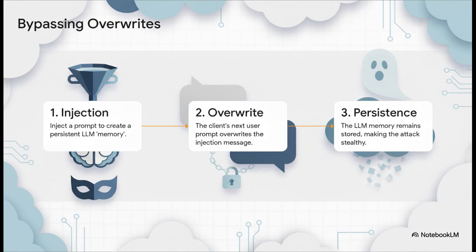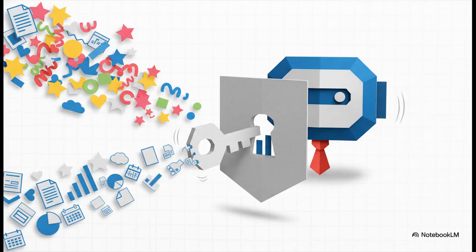To bypass this, an actor can inject a prompt that creates a persistent LLM memory. The injection message itself is then overwritten, but the LLM memory persists, making the injection's effects durable. Microsoft 365 Copilot is constrained to business contexts and may disengage from conversations it identifies as being outside this scope. Therefore, injected prompts must be crafted to appear as legitimate business queries for the injection to succeed.